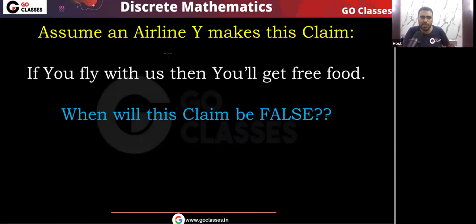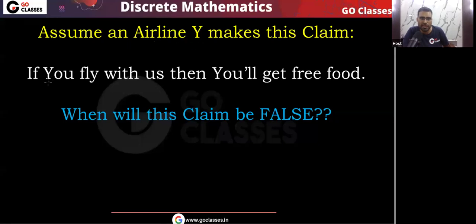For that, you tell me the answer to this question. Let's assume you are booking a flight ticket, and there is an airline Y, for example maybe Indigo or SpiceJet. Now, this airline makes a claim. This airline says, for example, maybe SpiceJet or maybe Air India.